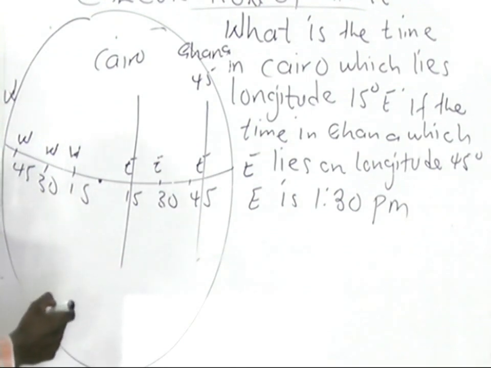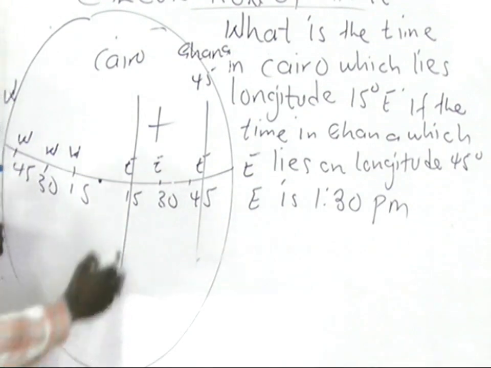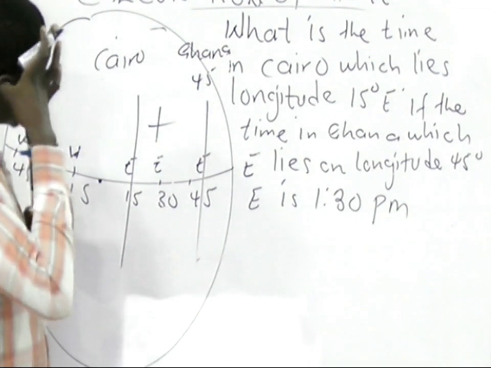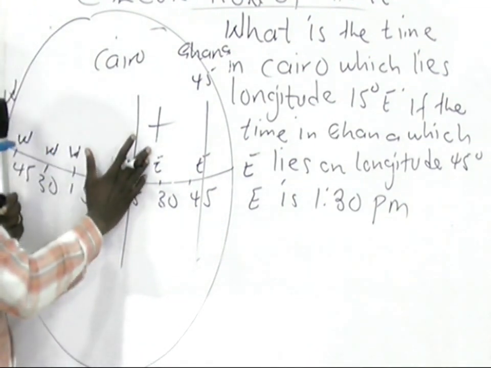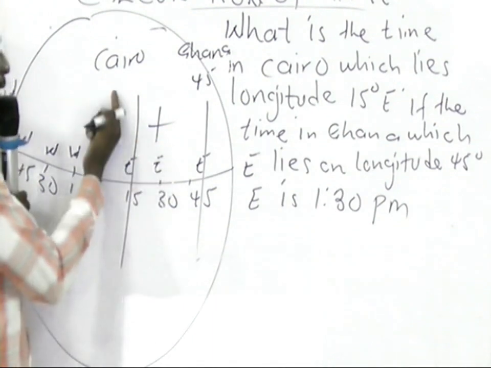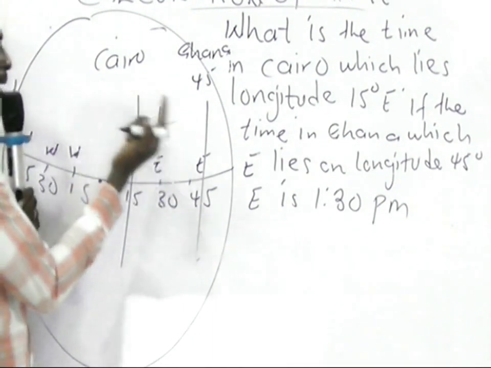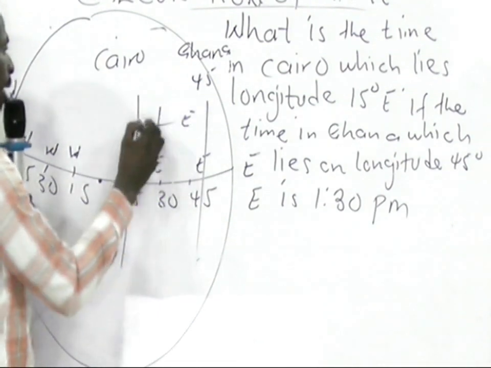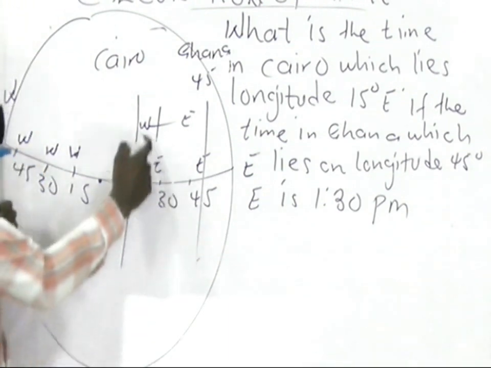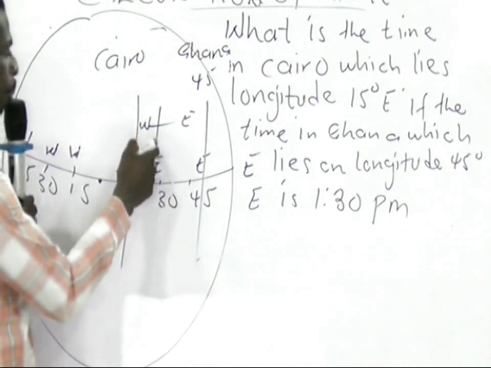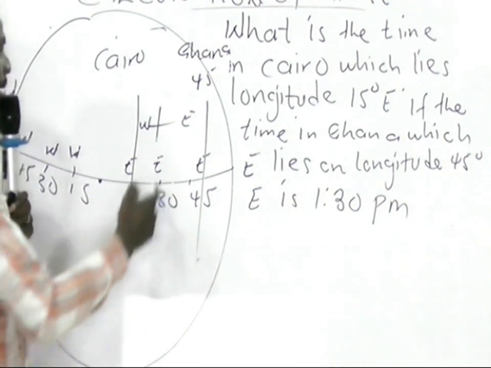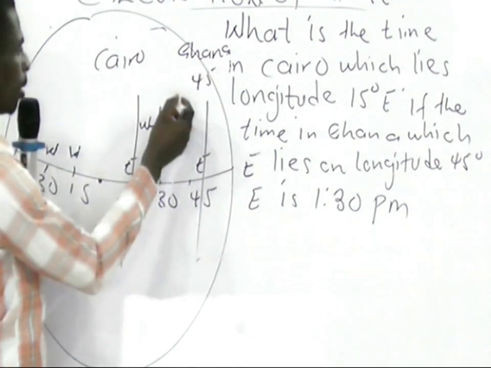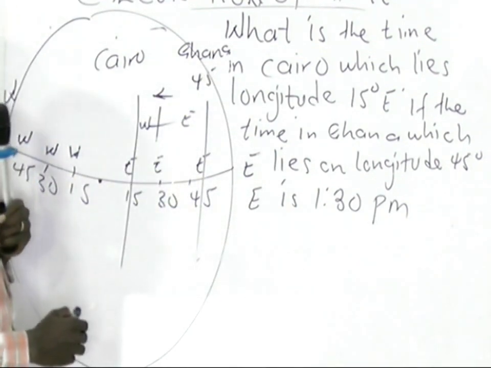Now don't forget that when I draw my arrow, you discover that Ghana is lying to the east, but Cairo is lying on my west. If I draw my cardinal point, Cairo will become my west, and then Ghana will be at my east. And so we know the time in Ghana, so we are going to move to calculate time on west.